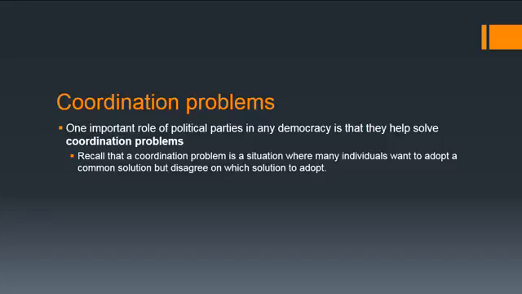So, one really important role of political parties in any democracy, it's not just our democracy, but any democracy, is they help solve coordination problems. Recall from past lectures that a coordination problem is a situation where many individuals want to adopt a common proposal or solution, but disagree on which solution to adopt. In other words, they prefer any matching to any non-matching outcome, but they have different first choice outcomes.